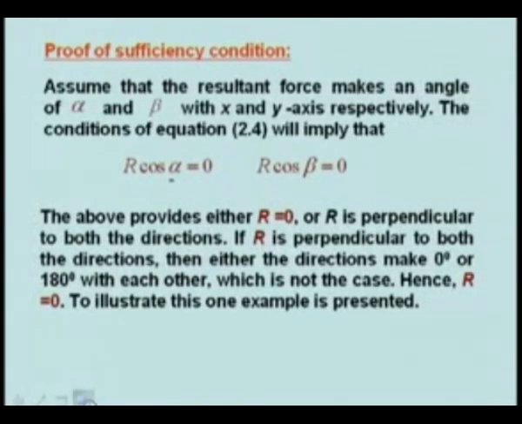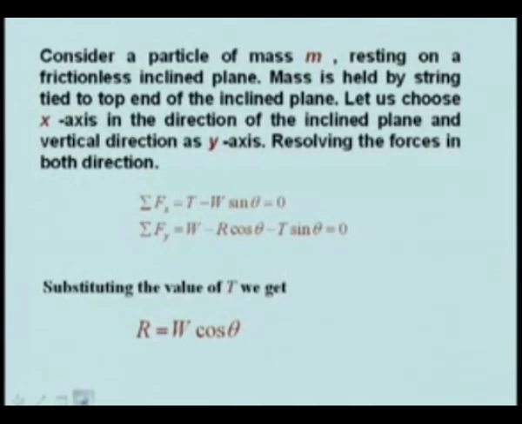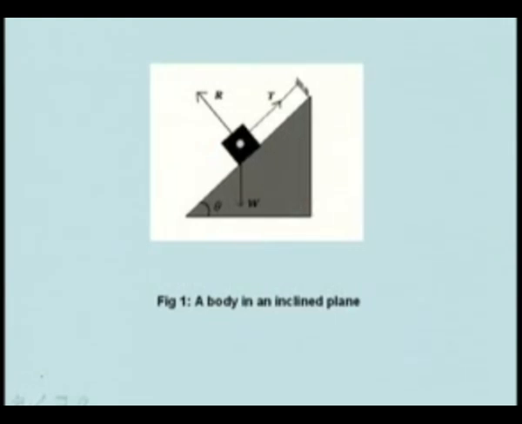To illustrate this point, I present one example. Let us consider a body on an inclined plane. This body is kept here and the reaction on the inclined plane is r. The string tension is T and this is r here. Consider a particle of mass m or weight w resting on a frictionless inclined plane. The mass is held by a string tied to the top end of the inclined plane. Let us choose the x axis in the direction of the inclined plane, that means the x axis is in this direction, but the y axis is vertical. So, the y axis may be like this.